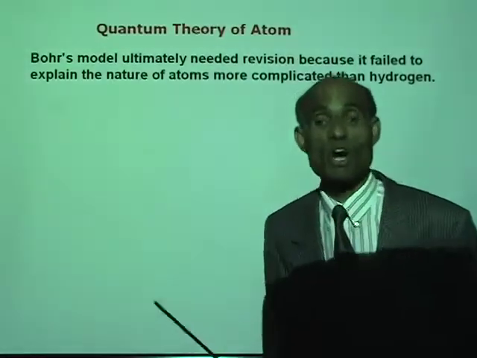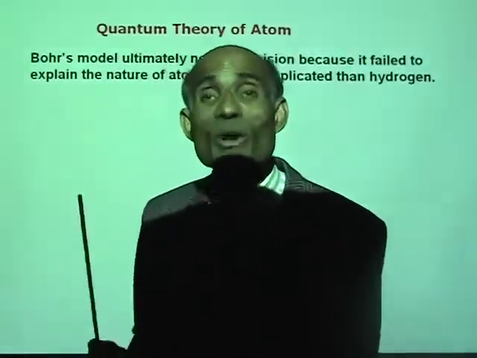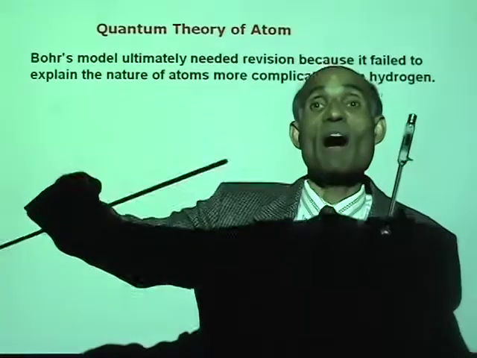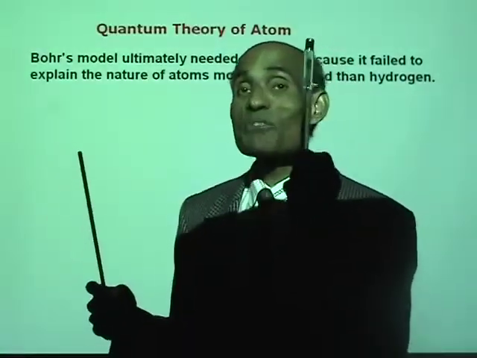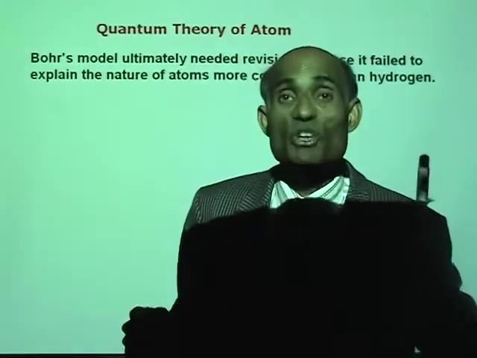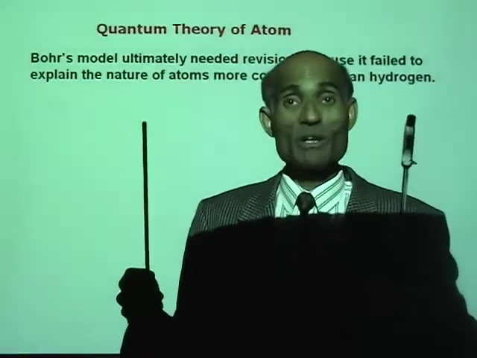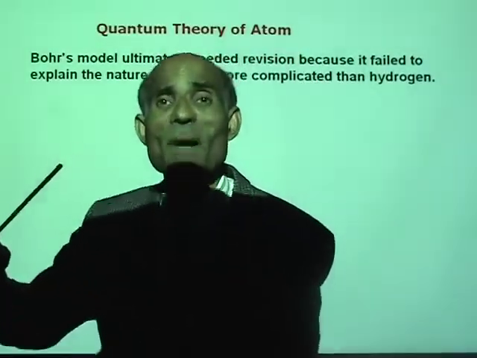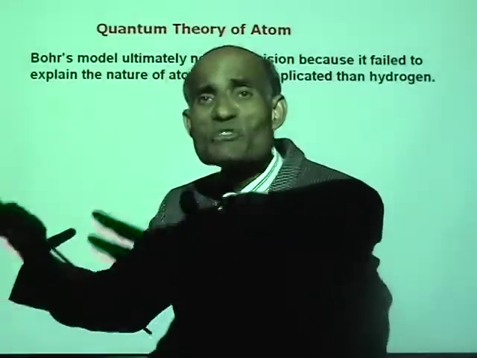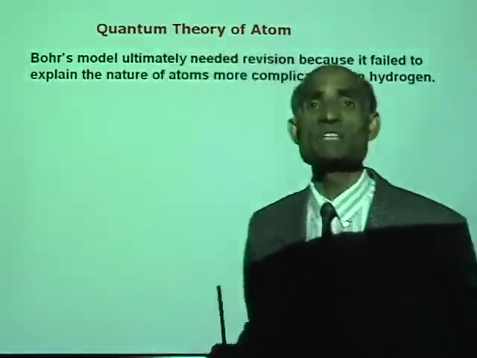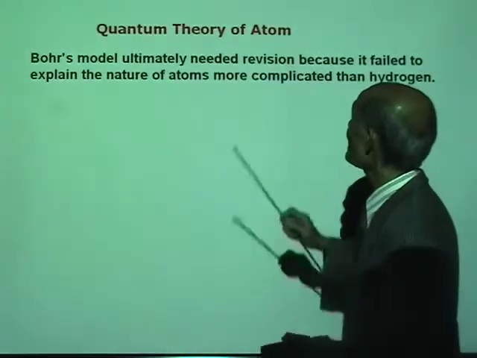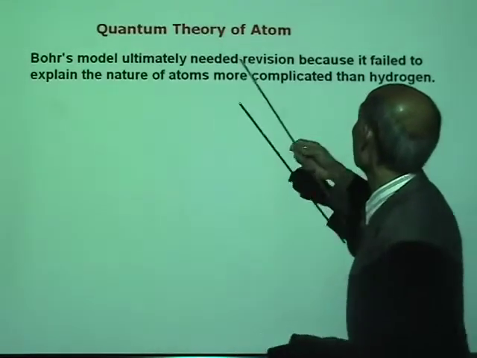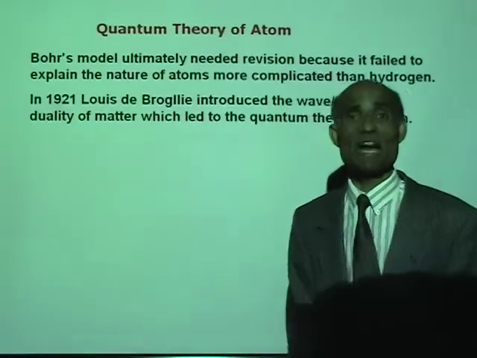It needed revision because the Bohr model can only explain the behavior of hydrogen. It does not explain the behavior of higher elements. You see, if you look at the spectrum of oxygen or nitrogen or carbon dioxide and so on, they will be much more complicated. That means you need much more intricacy in order to explain these phenomena. So Bohr's model ultimately needed revision because it failed to explain the nature of atoms more complicated than hydrogen.